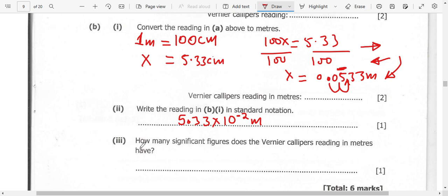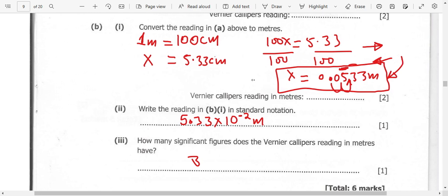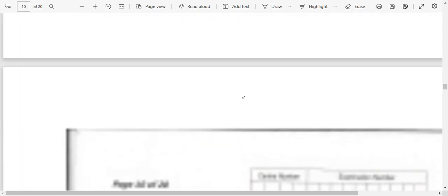Yes. And then how many significant figures does the vernier caliper reading in meters have? So how many significant figures are in this number? This one here. Four? Three. There are three. So the zeros, when you have got a decimal number, they are not significant. So it's just three significant figures. Okay. So that is it for this question.